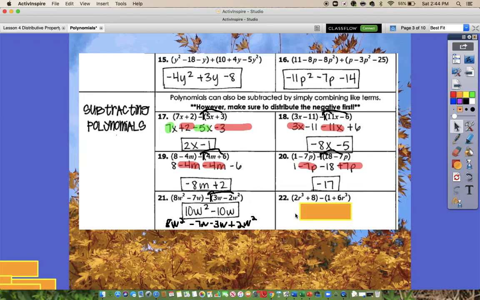All right, go ahead, hit pause, try this last one, number 22, on your own. We'll check it, and that'll be the end of the lesson. Hopefully this has been an easy lesson for you.